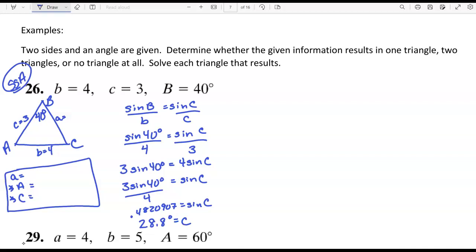Okay, the question is, is that going to be our only result? So let's think through this. What if that were true? C is 28.8 degrees. Then angle A would be 180 minus 40, because that was given to us for angle B, minus 28.8. So 180 minus 40 minus 28.8 would give us 111.2.